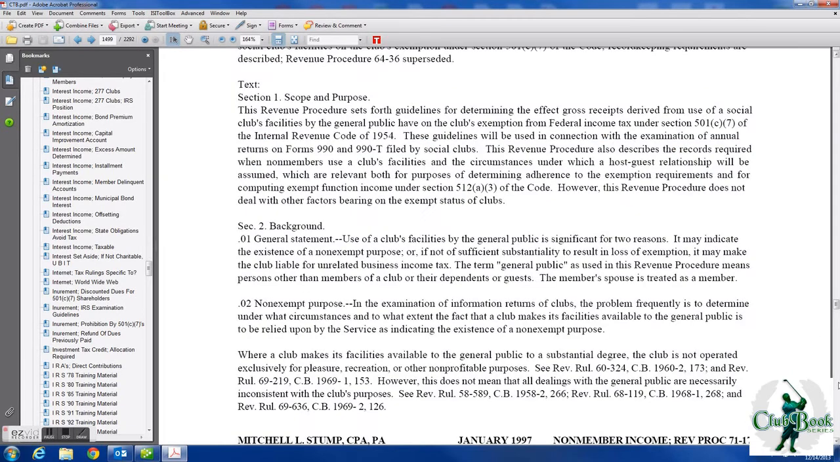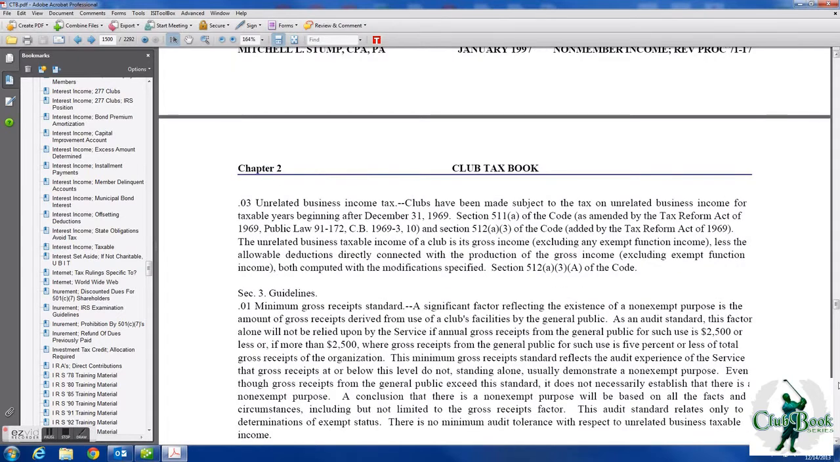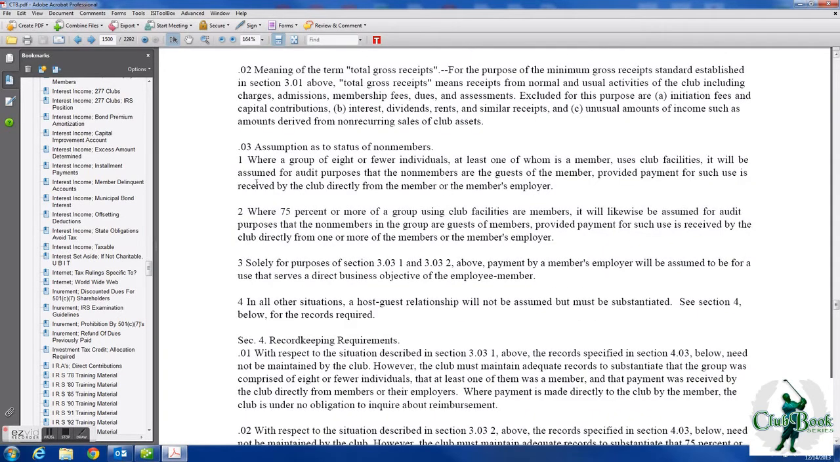Let's move on down the document to the specific area that we're going to address today, and that is the assumption as to the status of non-members. So we're going to deal with one sentence in this particular rule today, which is the parties of 8 or less. So this discussion says that it is trying to determine the status of these non-members who are at the club. So let's read the rule.